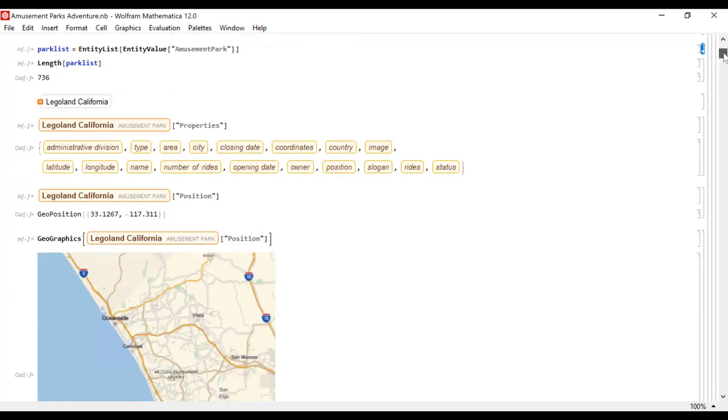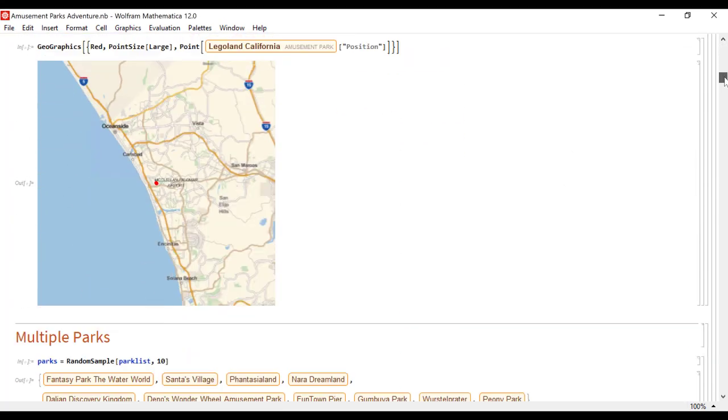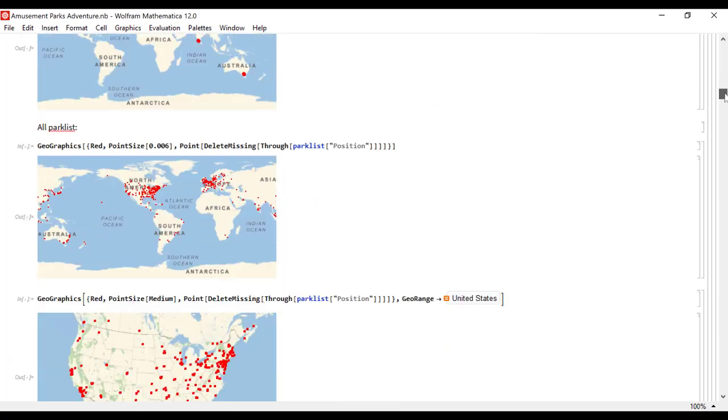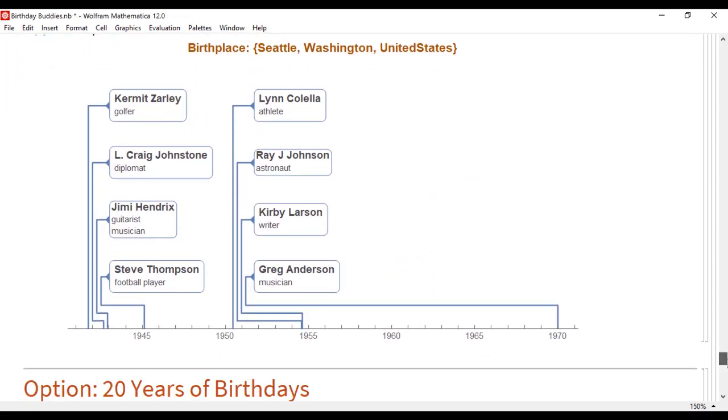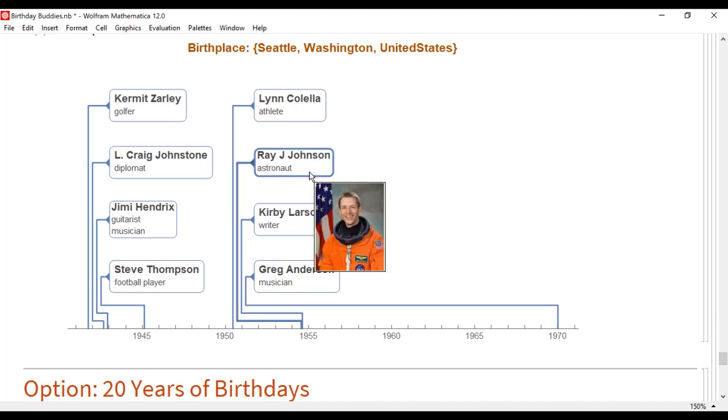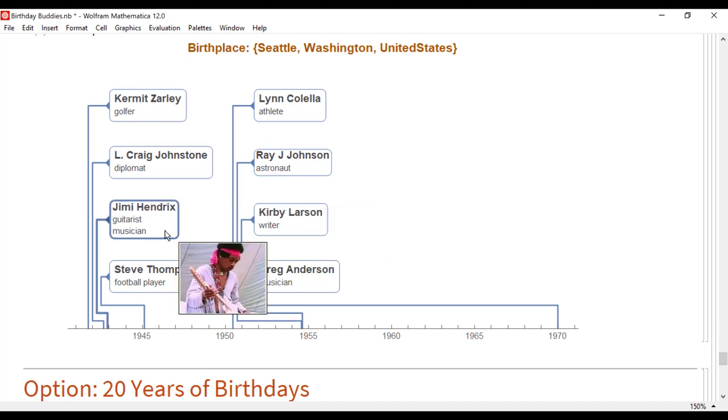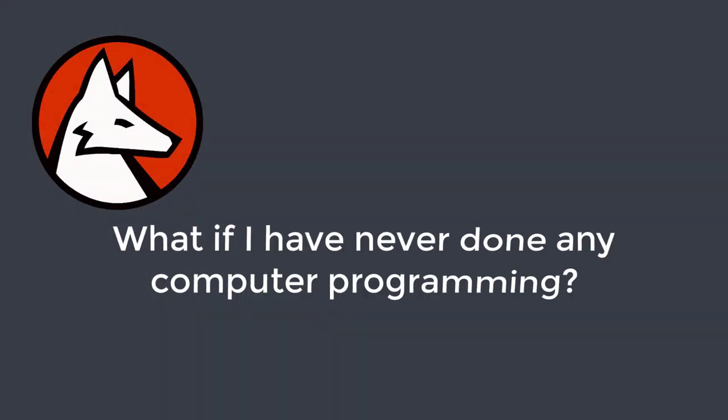Participants in CTATP will do computational thinking, learn applications of machine learning, and solve a variety of problems with the Wolfram language. Workshops will include introductory lessons to the Wolfram language with Mathematica, interactive problem explorations, AI adventures, and project work. What if I've never done any computer programming?